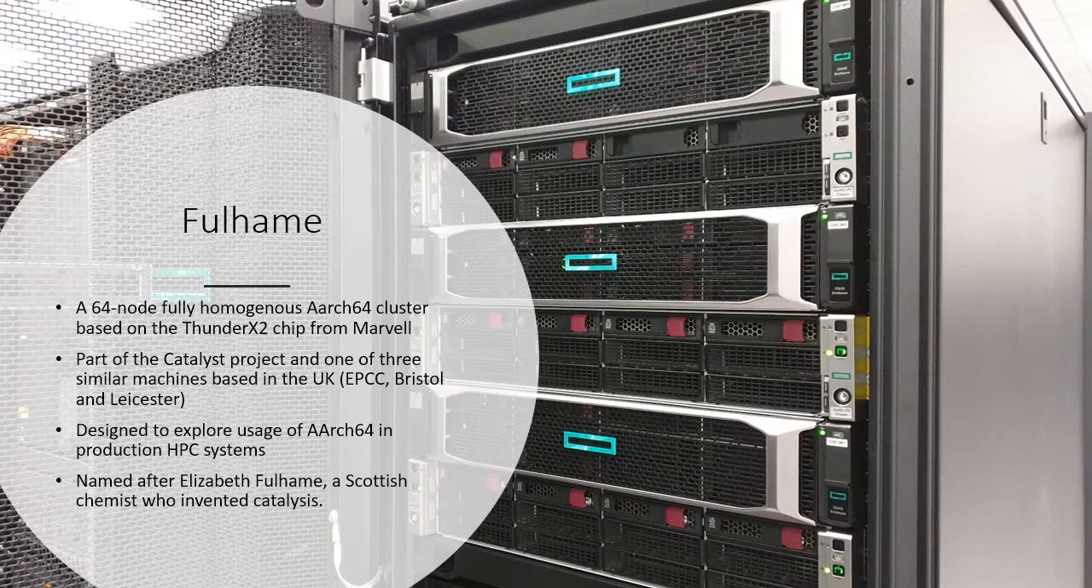Fulhame is named after Elizabeth Fulhame, a Scottish chemist who invented catalysis. It is part of the Catalyst project, and it's one of three similar clusters based in the UK. It is designed to explore usage of ARM ISA in production of HPC systems rather than x86 ISA. It's a 64-node fully homogeneous AArch64 cluster based on the ThunderX2 chip from Marvell.